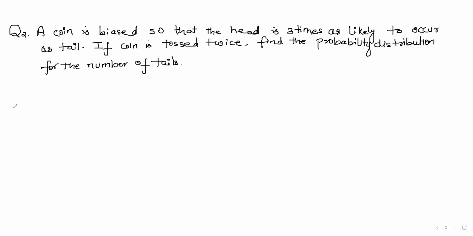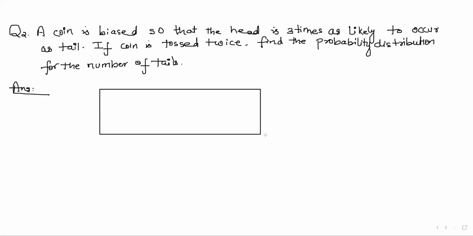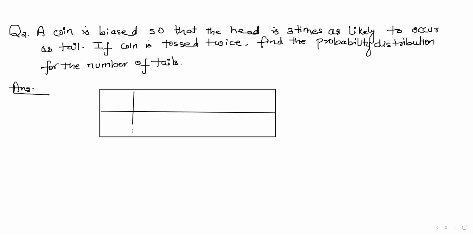Josefa, we have already completed random variable, and on the basis of that, we have probability distribution. In the probability distribution, whatever they ask us, we will take that as X. Here they are saying find the probability distribution for the number of tails. So let me write it here: a coin is biased so that the head is 3 times as likely to occur as tail. If a coin is tossed twice, find the probability distribution of the number of tails.